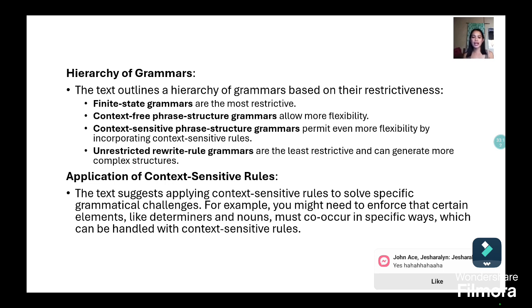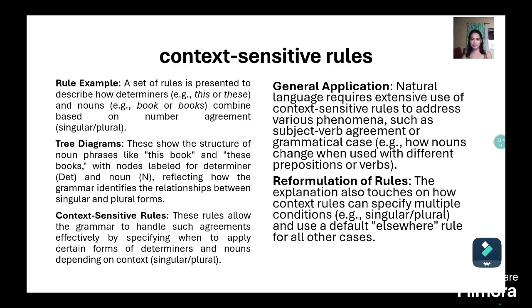Now let's proceed to the application of context-sensitive rules. The text suggests applying context-sensitive rules to solve specific grammatical challenges. For example, you might need to enforce that certain elements, like determiners and nouns, must co-occur in specific ways, which can be handled with context-sensitive rules. So, here is some background on context-sensitive rules.